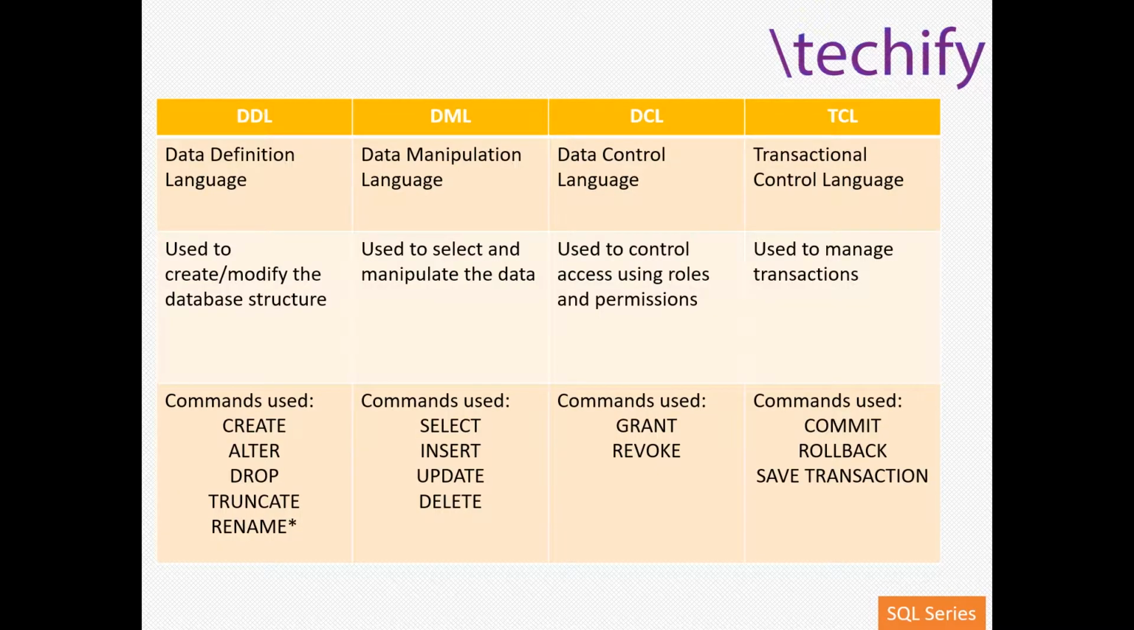So DDL is data definition language, DML is data manipulation language, DCL is data control language, and TCL is transactional control language. So what do they mean? Basically, DDL is used to create or modify the database structure. By database structures, I mean it can be tables, views, stored procedures, etc. DML is used to select and manipulate the data. The data that's been accessed here is actually accessed from the structures created by the DDL. But select can also sometimes be called data query language.